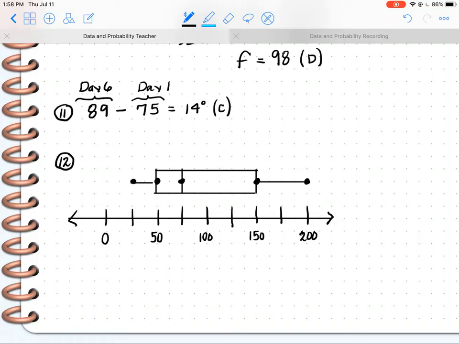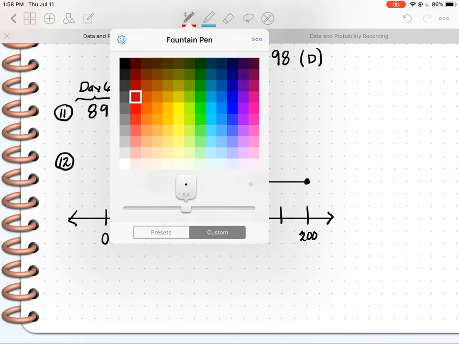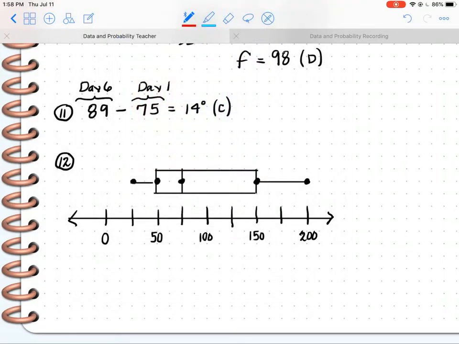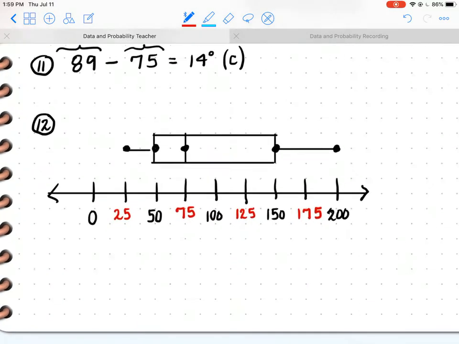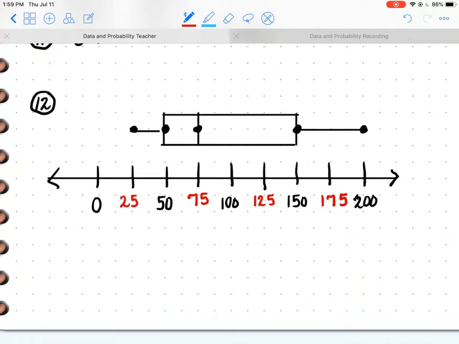Okay, the first thing I want to do is find these missing numbers on the scale. So 0 to 50 in this one would be 25. Think of money. You have $0, you have 25 cents, 50 cents, 75 cents, $1, $1.25, $1.75. So either in your mind or on your paper, you want to look at those missing numbers.